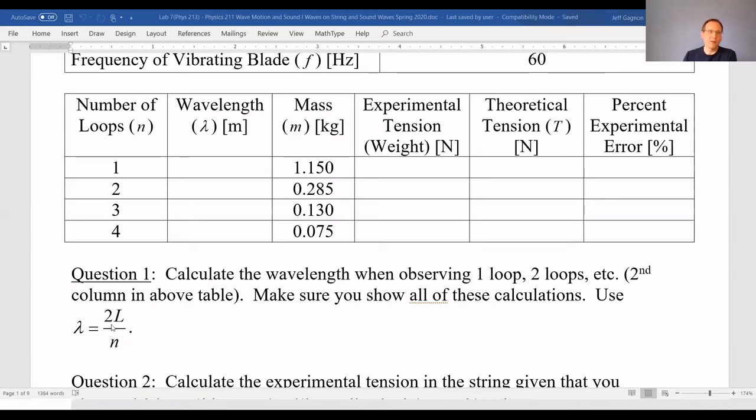So here, we can do the first one together. The wavelength for the first one, when we're observing 1 loop, is simply going to be 2 times 1 divided by 1, which is 2 meters. So this is going to be 2 meters. You want to do that for each of these, when you're observing 1, 2, 3, 4 loops, and make sure you show me all those calculations.